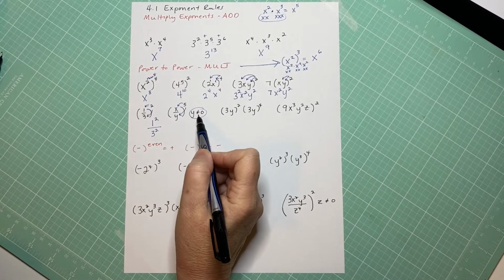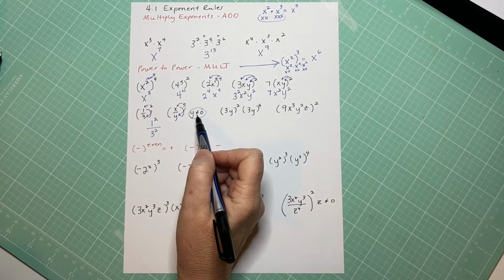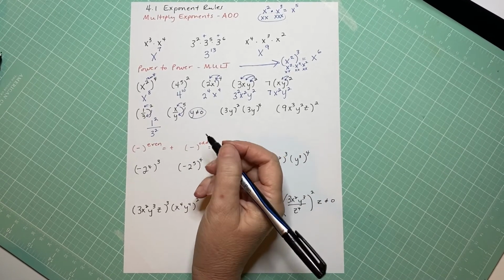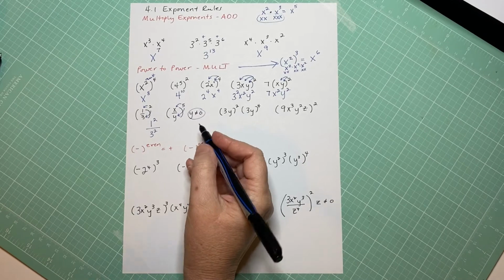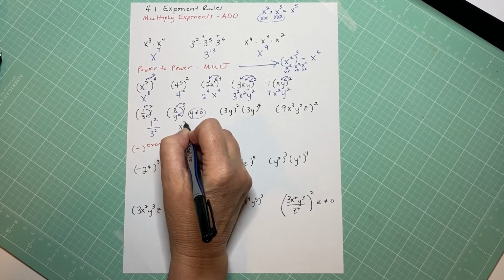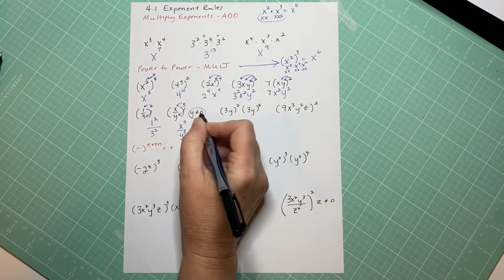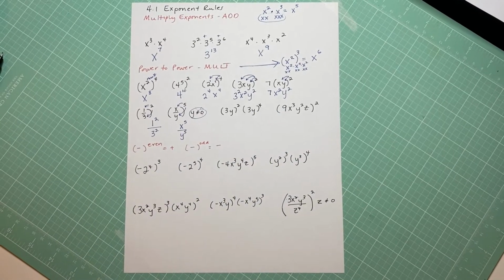So this is a way of them saying, what's the answer besides undefined? So you're going to just assume it's not 0. So this would become x to the 5 over y to the 5. And again, you can kind of just ignore that.